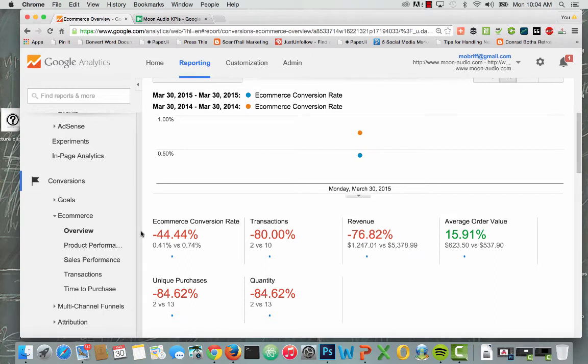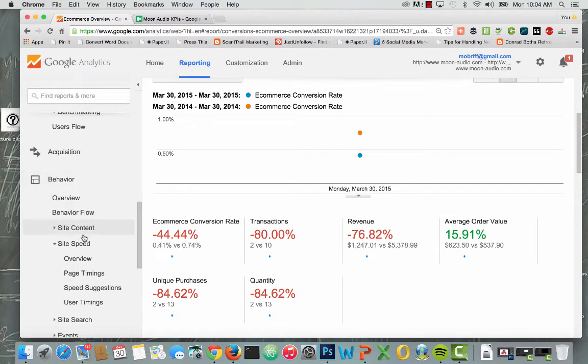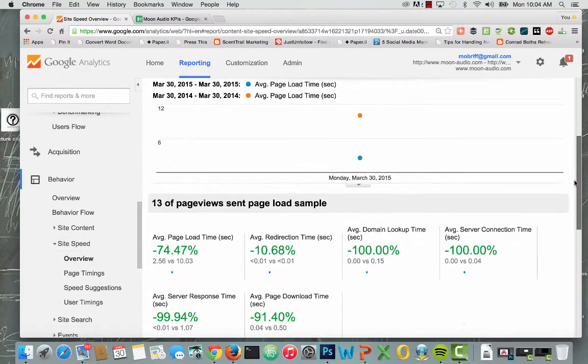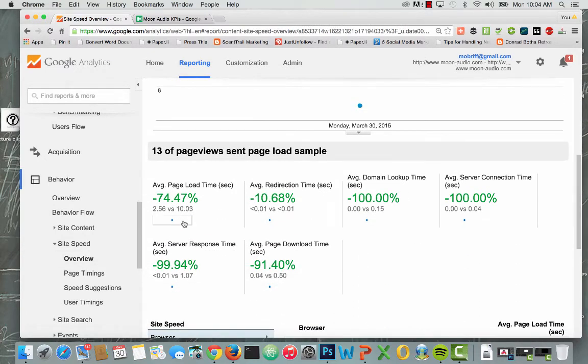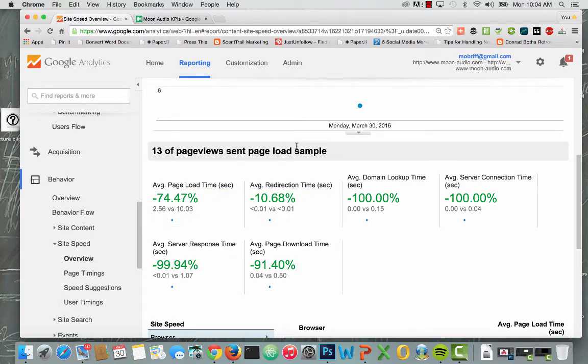Once we have our basic data from our e-commerce, the next question we ask is, how's the site doing in terms of speed? The way you find that out is you go up to behavior, site speed, and overview. This gives us an idea about how the site is performing versus last year. Right now our average load time is 256 versus 1003, so that's very good.